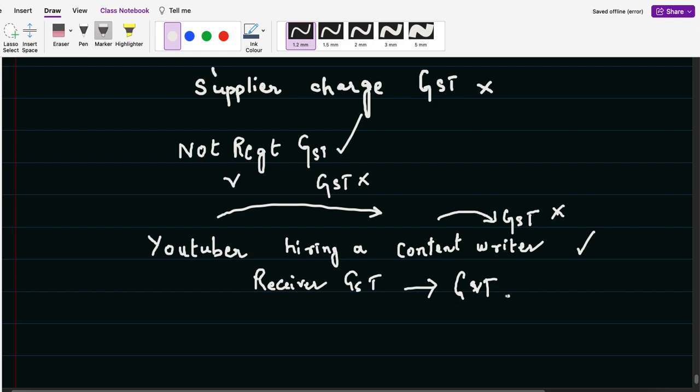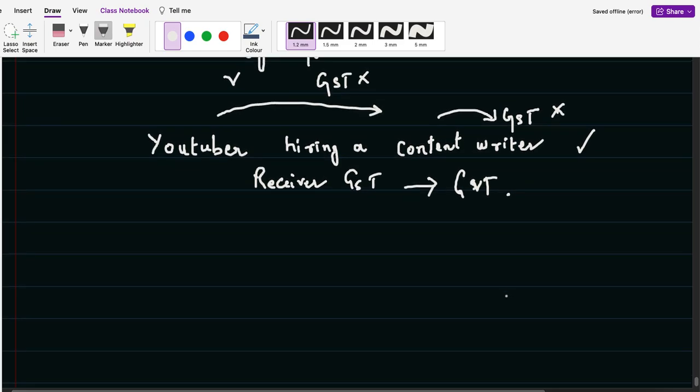Understood? Now, if this concept is clear, let's move on to the e-way bill. What do you mean by an electronic billing system? What is an e-way bill? When goods worth more than 50,000 are transported by vehicle, an e-way bill must be generated. This is the electronic way bill, not e-bill.